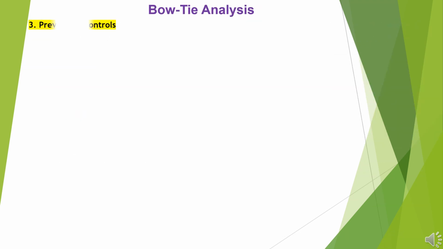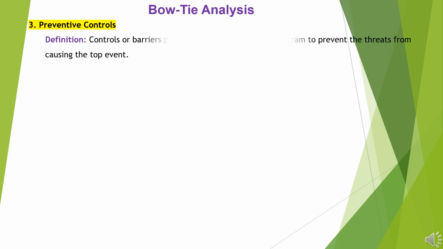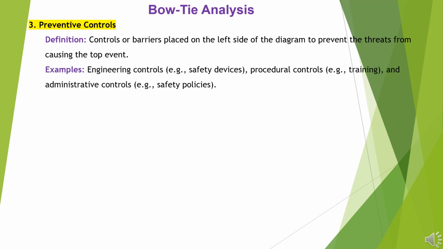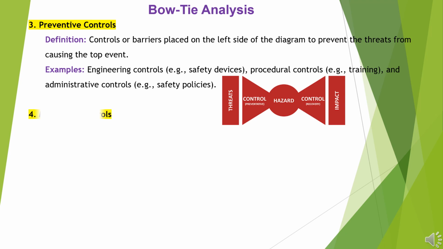3. Preventive controls. Definition: controls or barriers placed on the left side of the diagram to prevent the threats from causing the top event. Examples: engineering controls, e.g. safety devices; procedural controls, e.g. training; and administrative controls, e.g. safety policies.